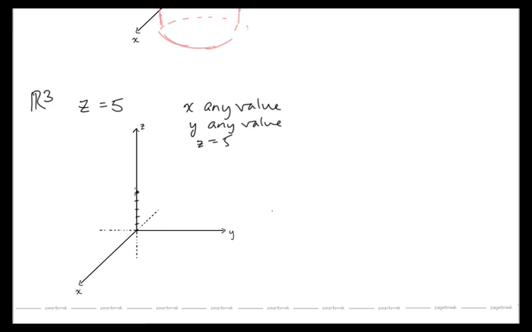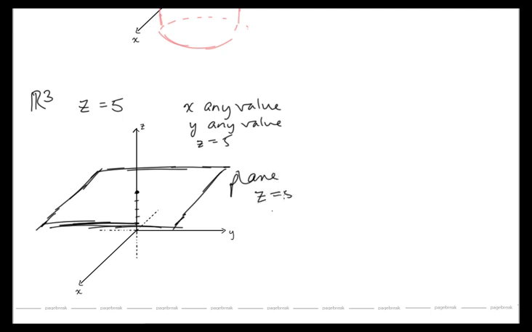And what we're talking about is the plane z equals 5. We could identify this particular point on the plane. That particular point is (0, 0, 5), right? And we're talking about the entire plane because x and y can take any value. Just the z needs to be 5 there.